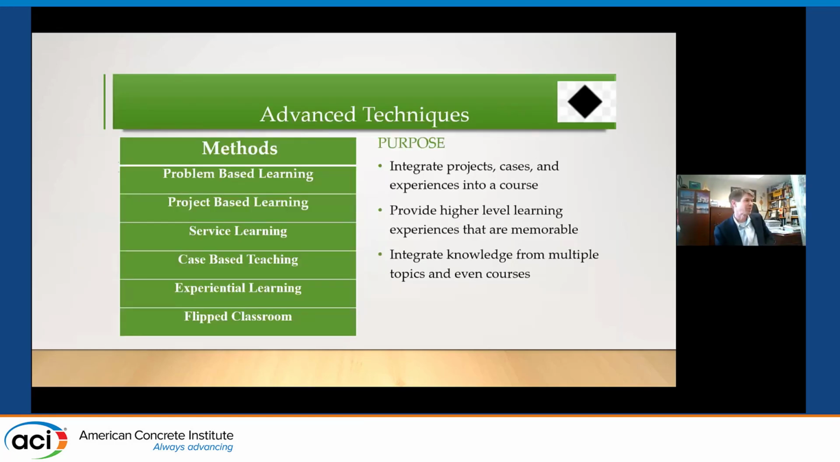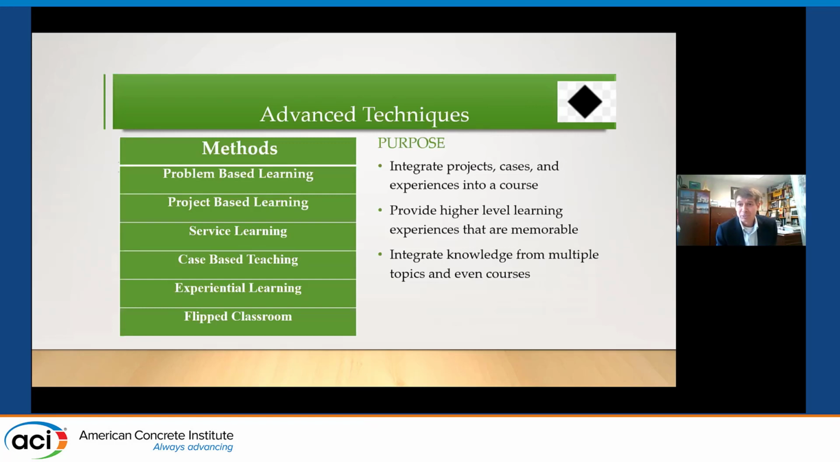Now, this takes us to some of the advanced techniques. This is the last category, and by no means am I going to tell you a whole bunch on these because each of these is a paper and a presentation in and of itself easily. Most of these categories will require you to change an entire class, if not a series of classes to implement. So these are definitely more advanced. It includes problem-based learning, project-based learning, service learning, case-based teaching, experiential learning, and flipped classroom.